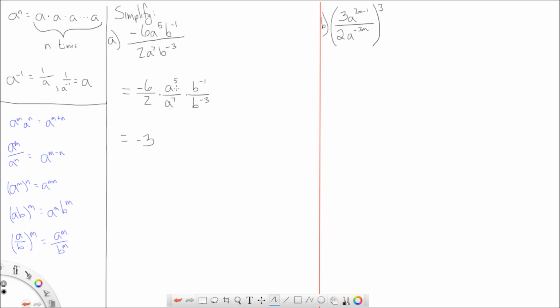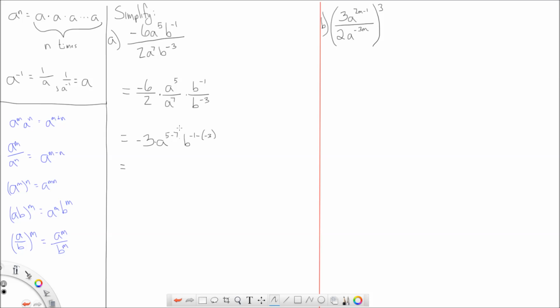And now here we have a to the 5th over a to the 7th. So we're going to use our second rule here that says if we have division, we're just going to subtract the exponents. So this is times a to the 5 minus 7. And here, again, division is going to be subtraction, so we have b to the negative 1 minus negative 3. And again, use your parentheses. So we're going to use parentheses around this negative 3 because we're subtracting negative 3. We don't want to miss any minus signs.